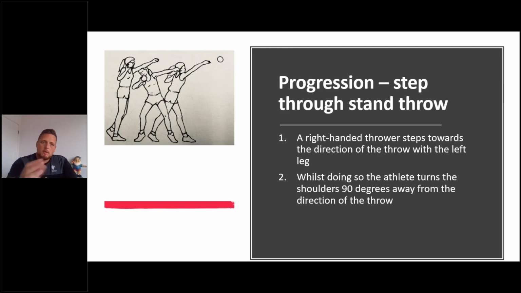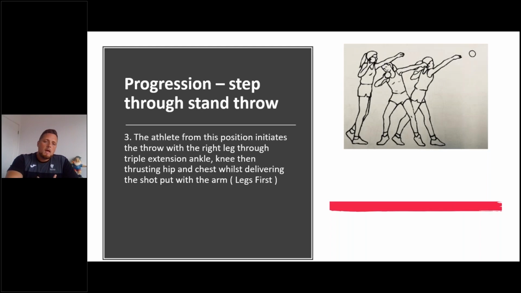Again, we do have a video. My drawings on the left are good, but could be better. So a right-handed throw, and again, all these drills are done, for example, by right-handed throwers. Direction of the throw with the left leg. Whilst doing so, the athlete turns the shoulders 90 degrees. The athlete from this position initiates the throw again through that right leg, through that triple extension, through that ankle, knee, then thrusting the hip and chest whilst delivering.